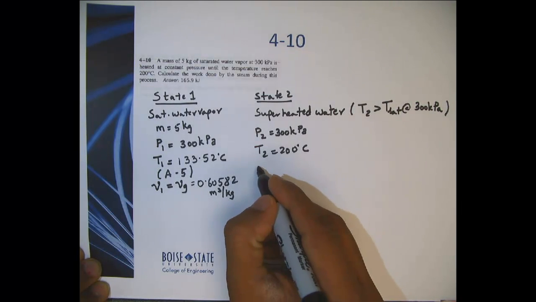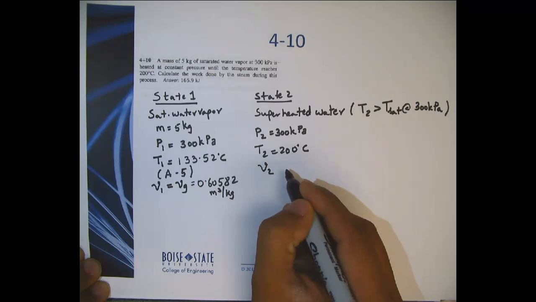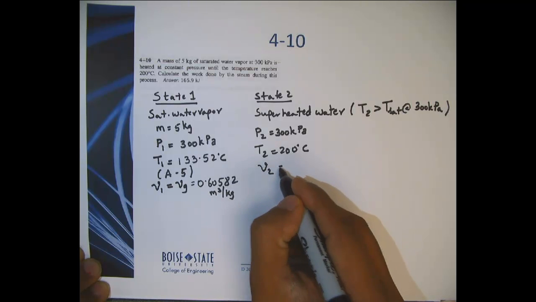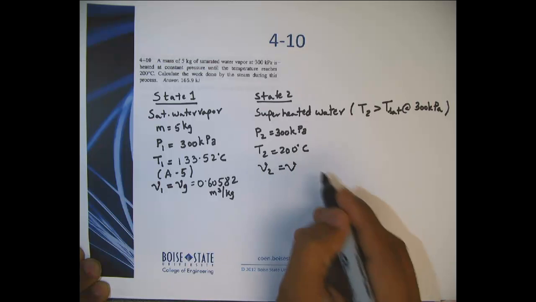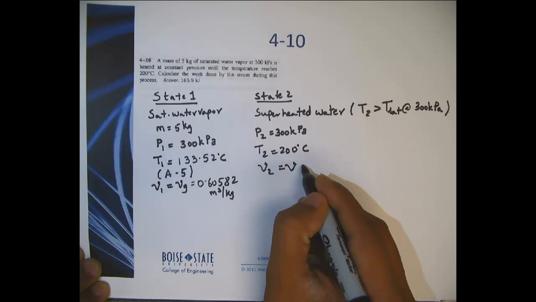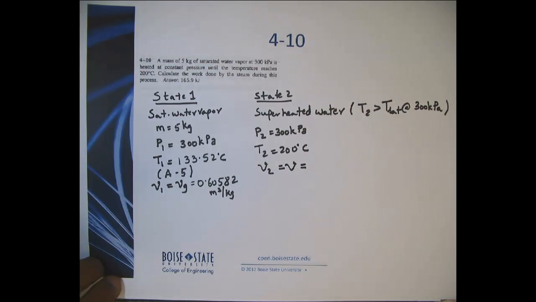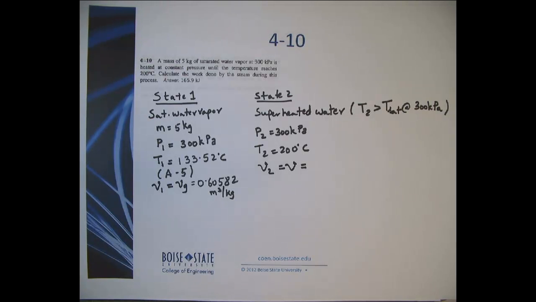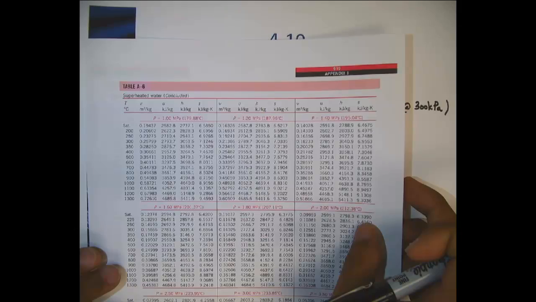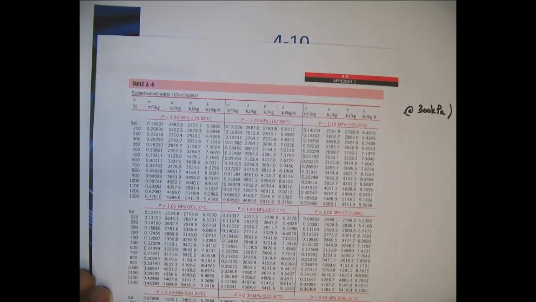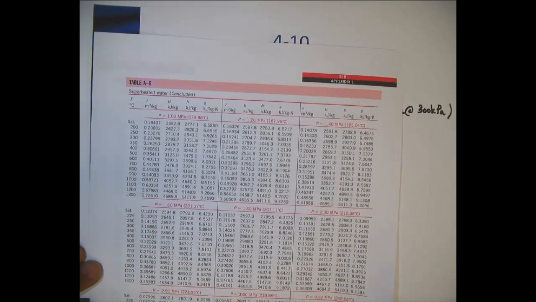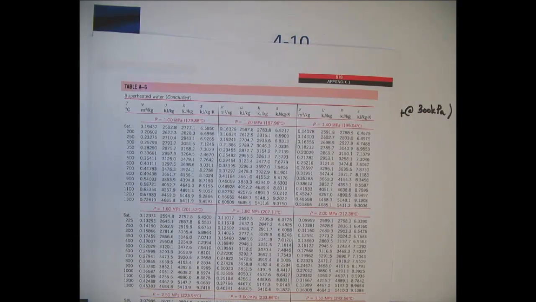Similarly, we can find the specific volume at state 2, which is the specific volume of superheated water. To determine that, we go to the superheated tables, which are table A6 for SI units. So 300 kilopascals is 0.3 megapascals.